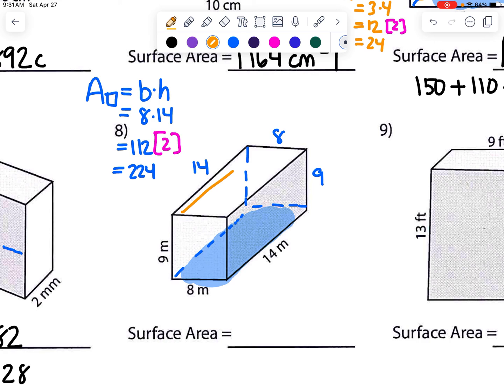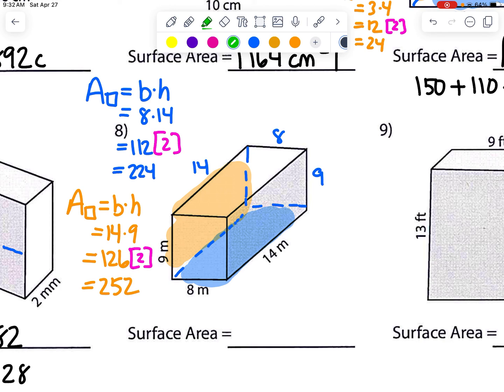All right, let's do the left side, okay? So now we have the left side right there. So that means we would have 14 by 9, okay? So let's write this out. It would be 14 times 9. 14 times 9 is 126. Now we would have the right and the left be the same. So 126 times 2 is 252.